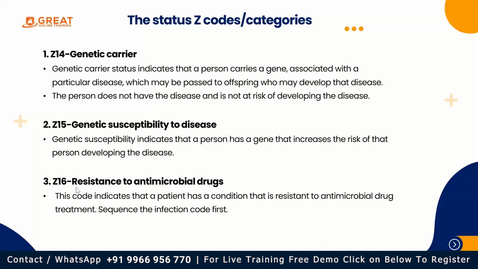Z16 is for resistance to antimicrobial drugs. This code indicates that a person has a condition that is resistant to antimicrobial drug treatment. Sequence the infection code first. When you need to use the Z16 code, resistance to antimicrobial drug, you need to sequence the infection code first. First you need to code the infection code, then you have to use the Z16 code.